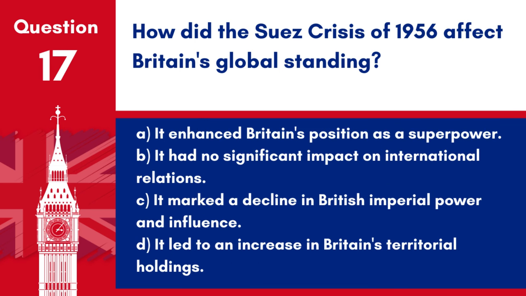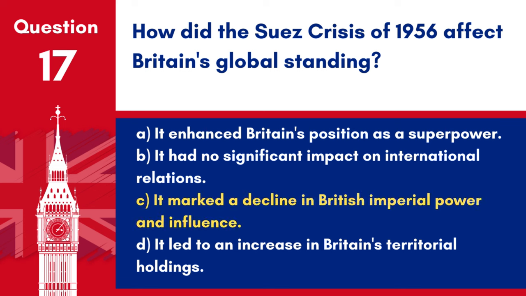Question 17. How did the Suez Crisis of 1956 affect Britain's global standing? A. It enhanced Britain's position as a superpower. B. It had no significant impact on international relations. C. It marked a decline in British imperial power and influence. D. It led to an increase in Britain's territorial holdings.